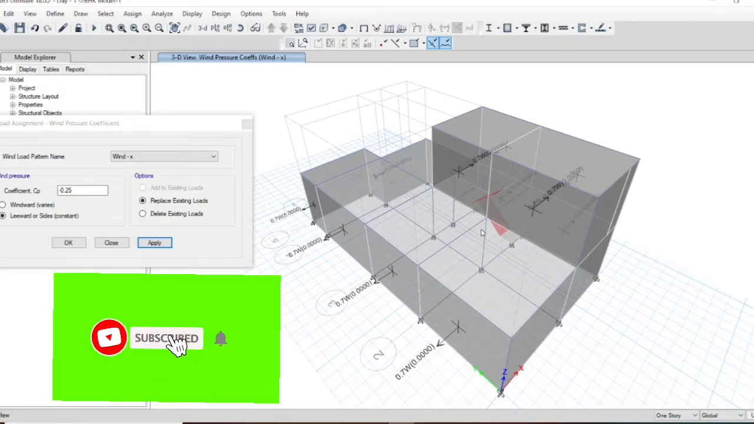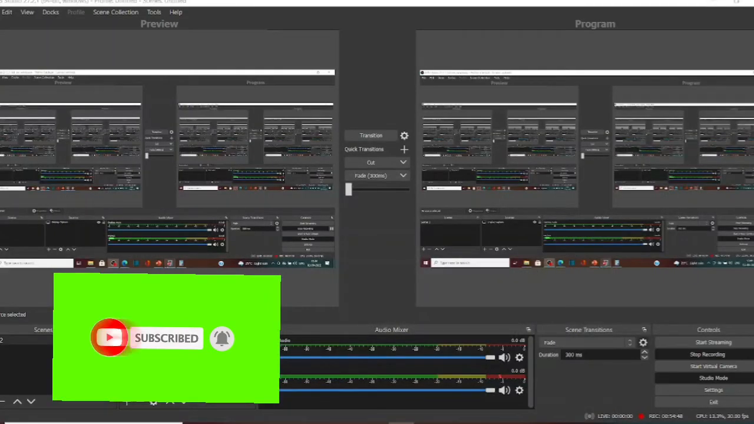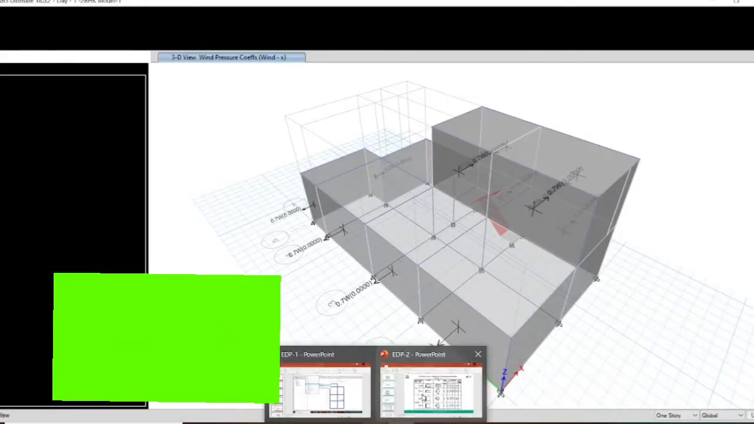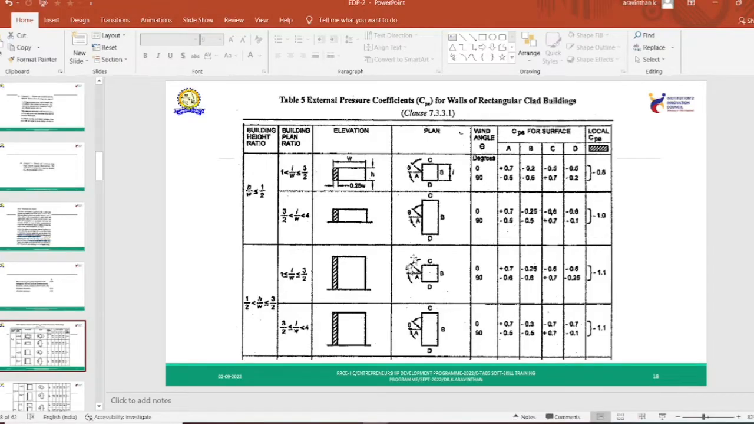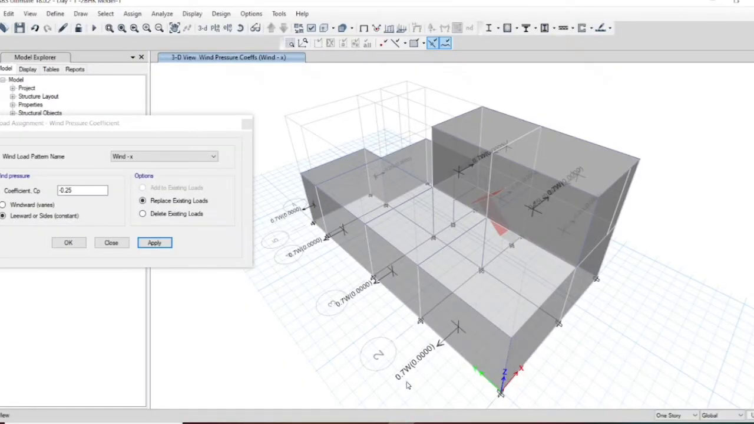Now the rest of the sides, C and D side. C is minus 0.6 and D is minus 0.6. C and D sides will be having minus 0.6, but we will not be applying for C and D sides. Why? Because we will directly apply the load at this side, which will be windward, and another portion will be leeward. So in the wind direction we have applied. So let us press OK.